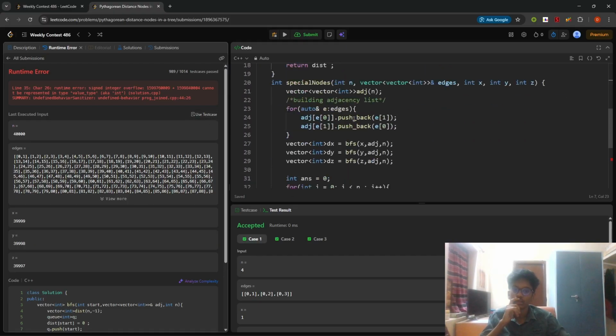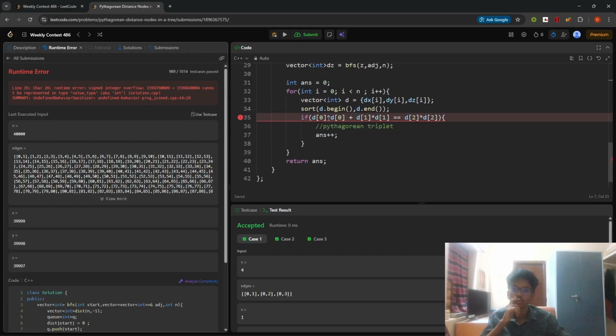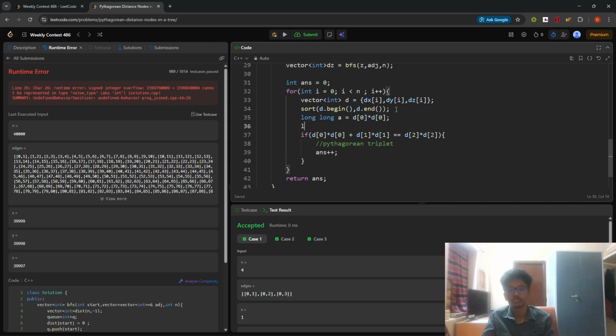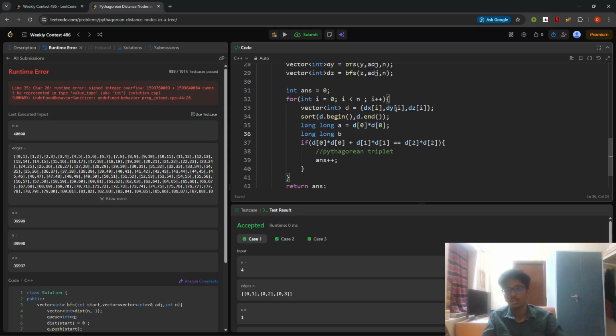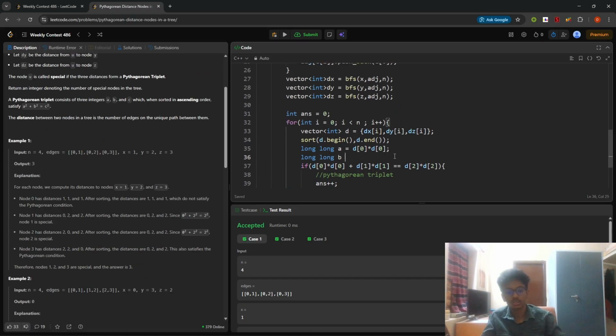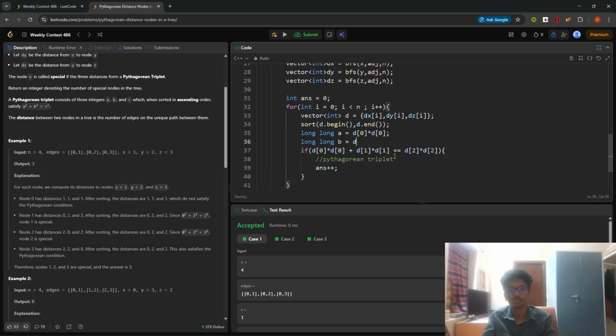Okay, so it's somewhere written it's integer overflow. So better let's take d of 0 into d of 0. Or did they mention some sort of modulo thing? No, right? So that's the only way. We need to take it as long.